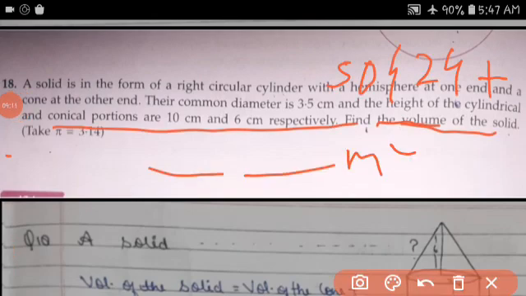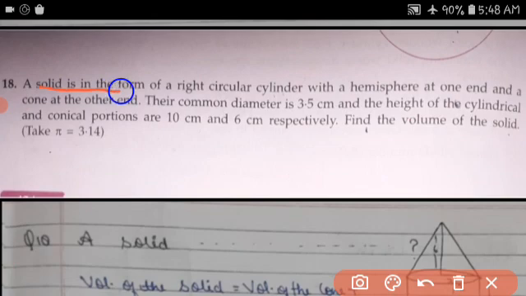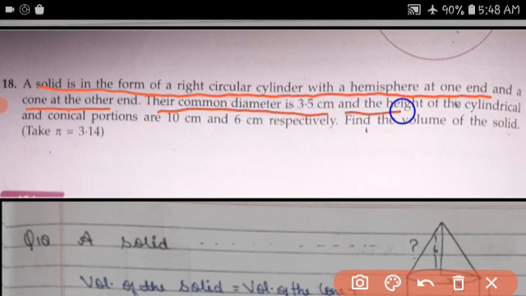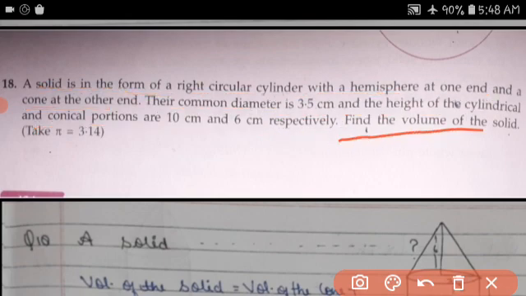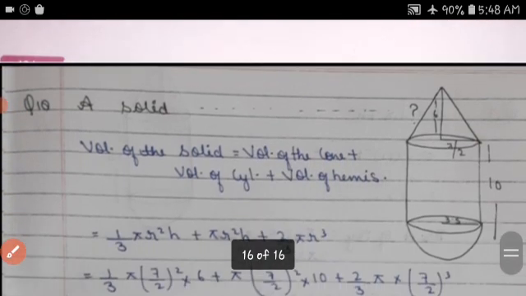Next question. A solid is in the form of a right circular cylinder with a hemisphere at one end and a cone at the other end. The common diameter is 3.5 and the heights of the cylinder and the conical portion are 10 and 6 cm. Find the volume of the solid.